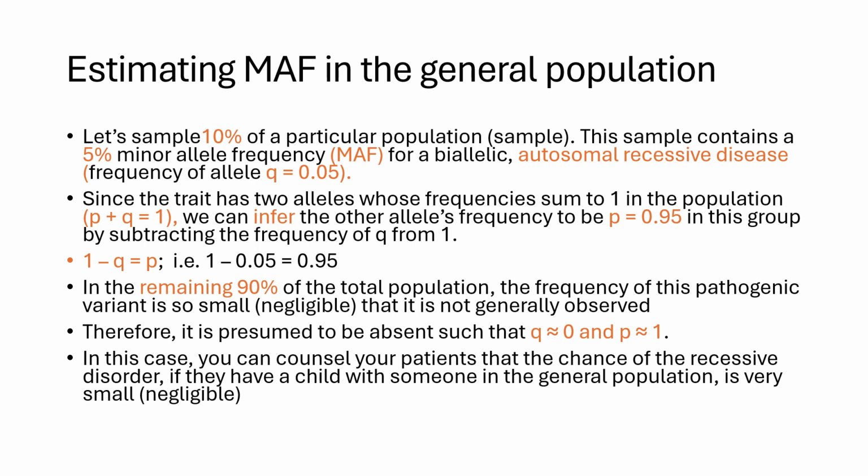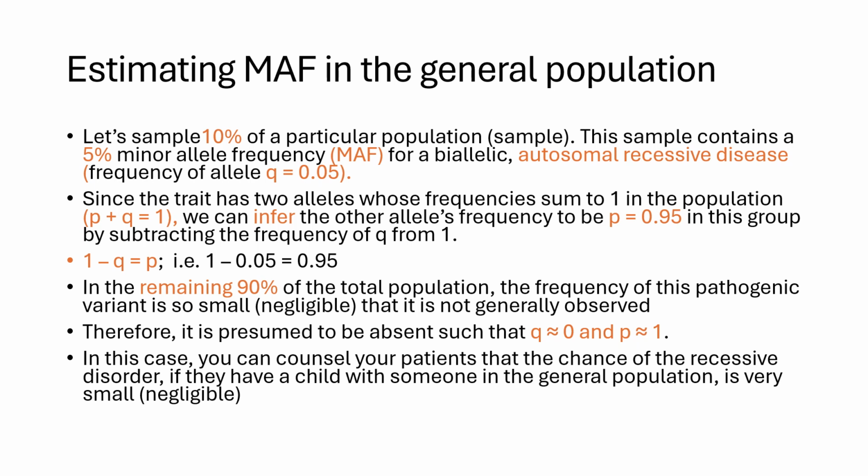So the P allele is basically 1 minus the Q allele, right? So the other allele's frequency is 1 minus 0.05, which is 0.95. So now we know the P allele frequency based on the Q allele frequency. We calculated that the Q allele frequency is 0.05, and now based on that, we've also calculated the P allele frequency, which is 0.95, because the rest has to be the P allele.